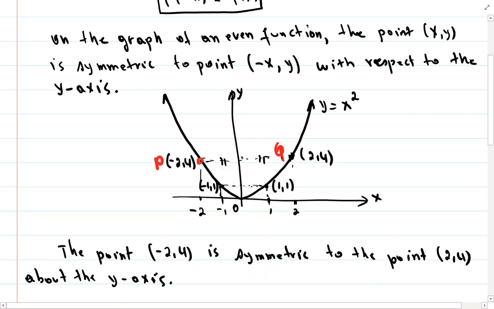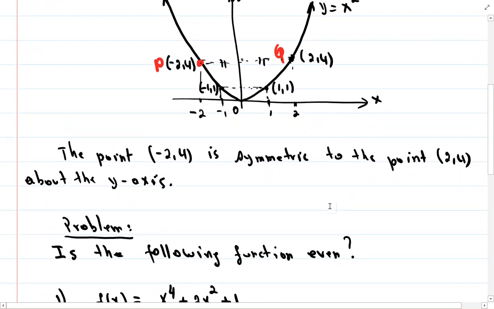So you can see the distance from negative 2 comma 4 to the y-axis is exactly the same distance as from the y-axis to 2 comma 4. So these 2 points are symmetric with respect to the y-axis. So any point on the graph, if you pick a point here, is going to be symmetric with another point over here.